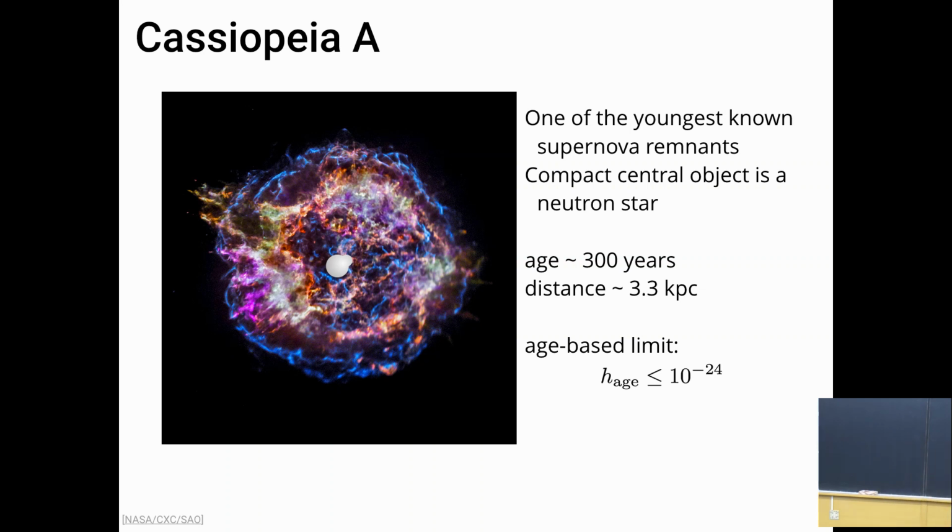But let's say, for the sake of argument, it's a neutron star. It's only about a couple hundred years old. It's at 3 kiloparsecs from us, so it's a little bit farther than we'd like. I think the closest ones are hundreds of parsecs, and those are also older. Based on this, you calculate a spin down limit, or an age-based limit, of 10 to the negative 24. And I said before, I'll show you the results. So this is the age-based limit.